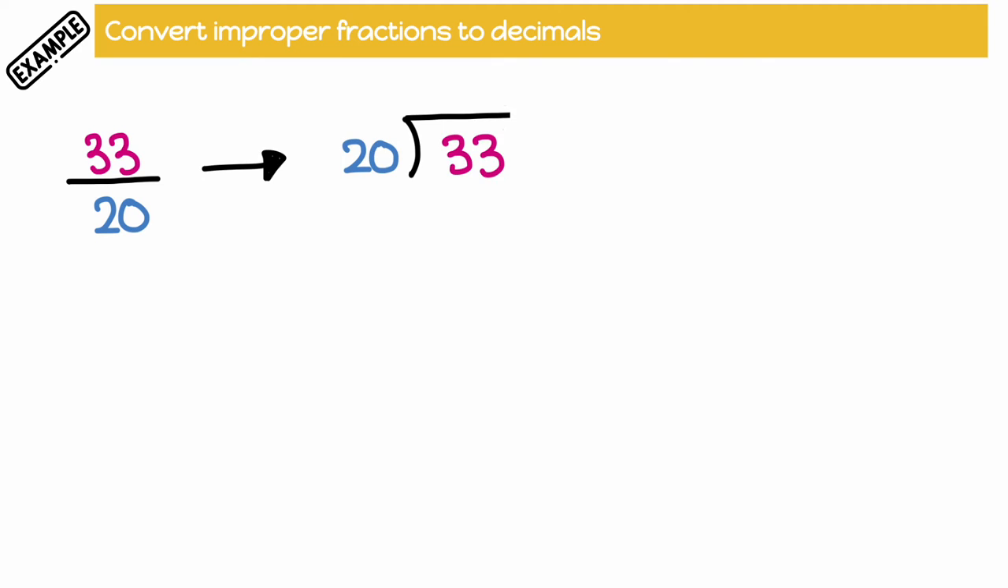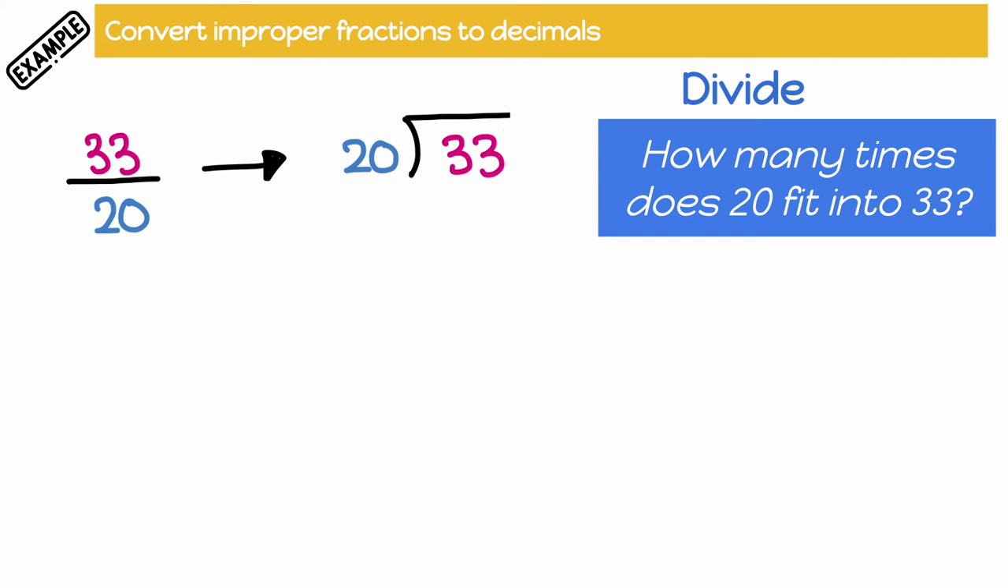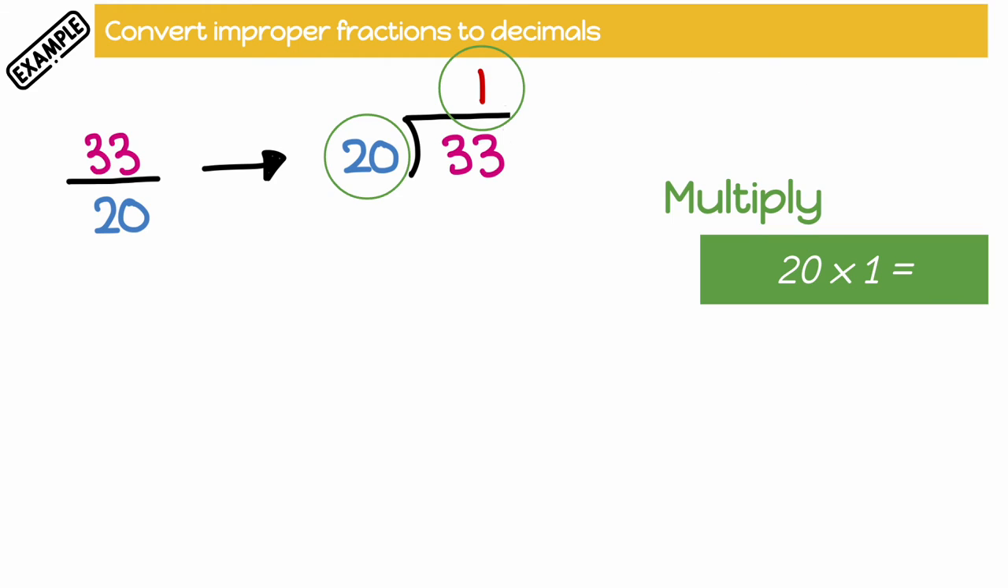If we set it up using long division, we would have 20 on the outside and 33 on the inside. So our first step is to do the division part. We have to ask ourselves, how many times does 20 fit into 33? Well, that would be 1 time. So now from here, we have to multiply. What's 20 times 1? 20 times 1 is going to give us 20.